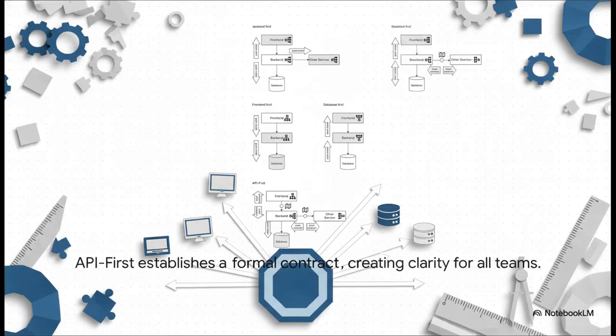And this visual just says it all, doesn't it? Look at the diagrams up top. In back-end first or database first, one part of the system is just shoving its model onto everybody else. It's totally reactive, it's messy. Now look at the bottom diagram for API first. See that? The API contract is the central stable point that everyone agrees on before the real work even begins. It's a blueprint for the house, not just a photo of it after it's built.